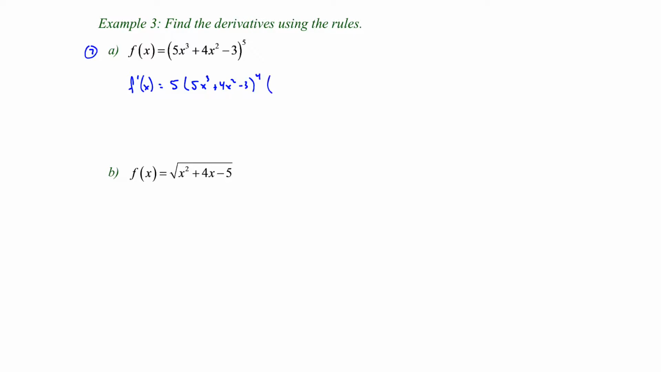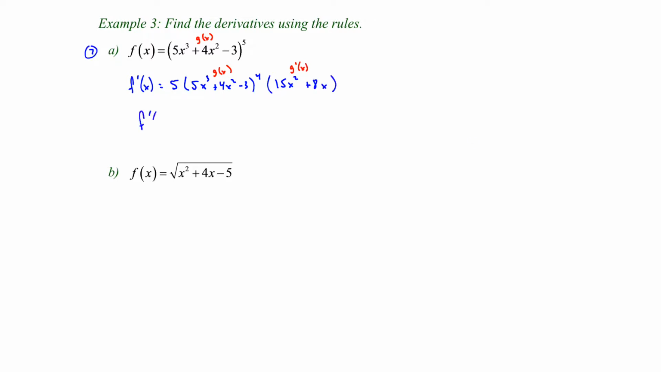But now you also have to take the derivative of the function g of x. So this inside here represents g of x. So this is g of x, and then this is going to be g prime of x. So 15x squared plus 8x, and then plus 0.